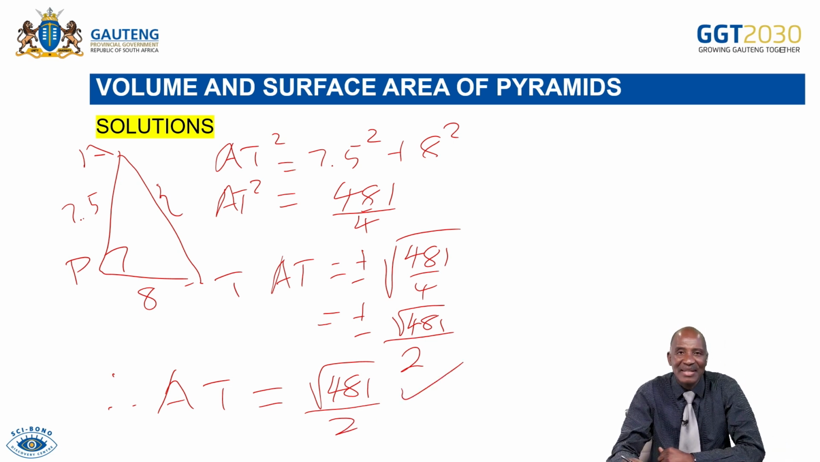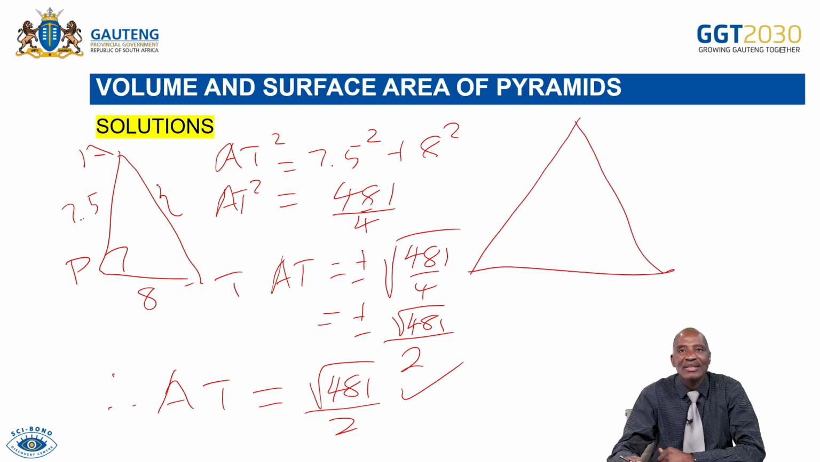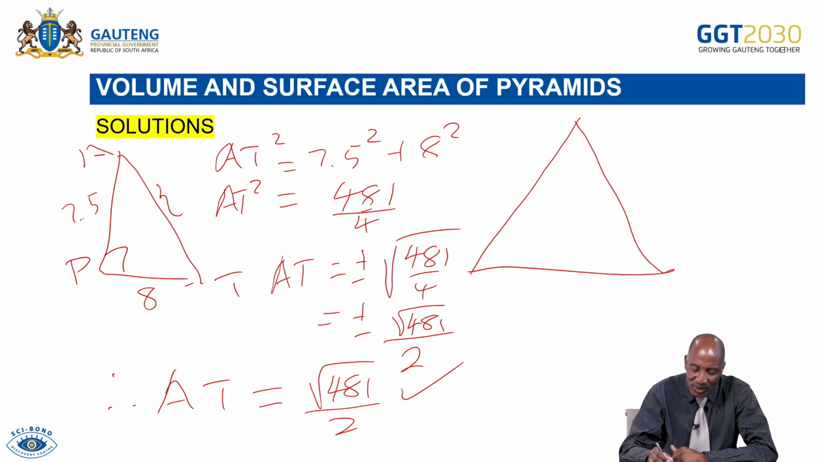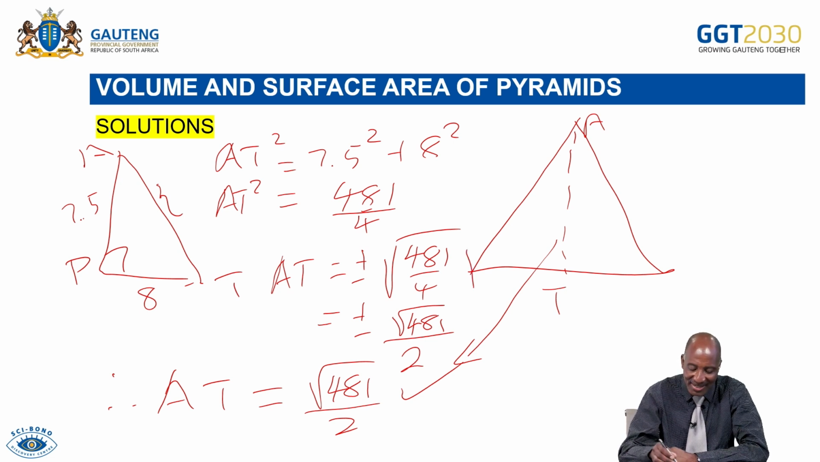Then what does this mean? It means we are now going to go to our triangles that form that prism, actually pyramid. This is our AT. We already know its length is root 481 over 2. And we know this length down here, we said, is a 16.